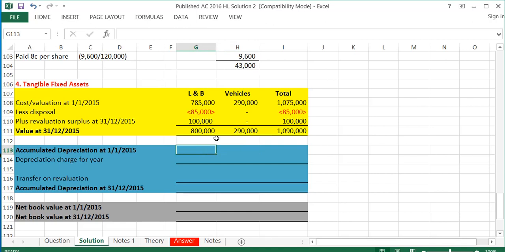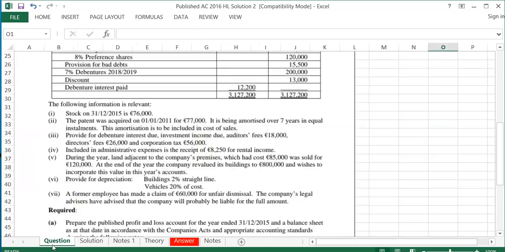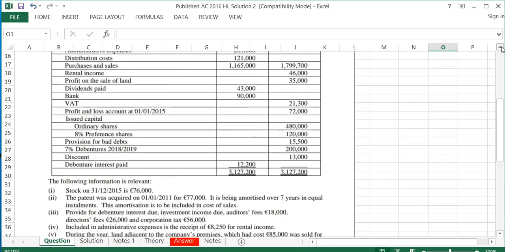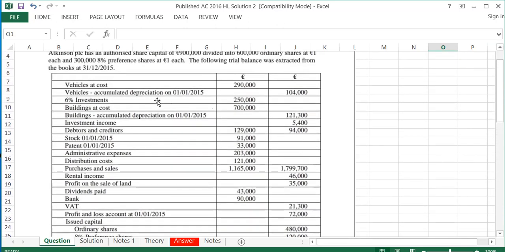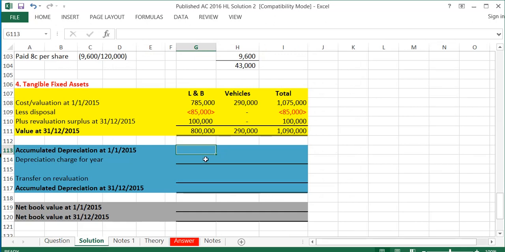This note should tie back to the tangible fixed asset note in the balance sheet. Accumulated depreciation: the accumulated depreciation at the start of the year for land and buildings I will get from the trial balance, because the trial balance doesn't take account of any of these notes that we have done during the year. So even though the balance sheet is at the end of the year, this accumulated depreciation is what it was at the start of the year. The accumulated depreciation of vehicles at the start of the year is 104,000 and buildings is 121,300.